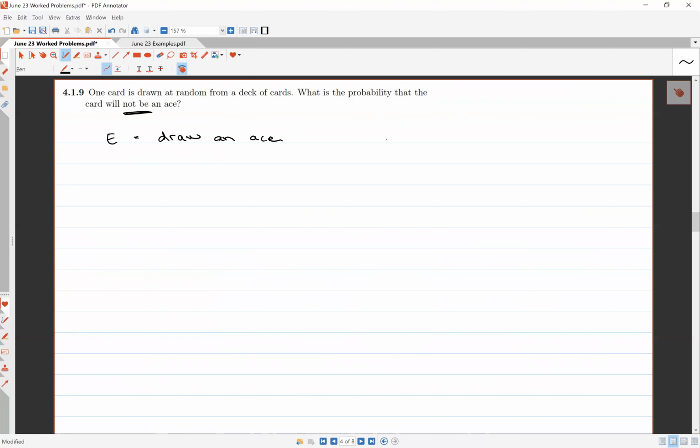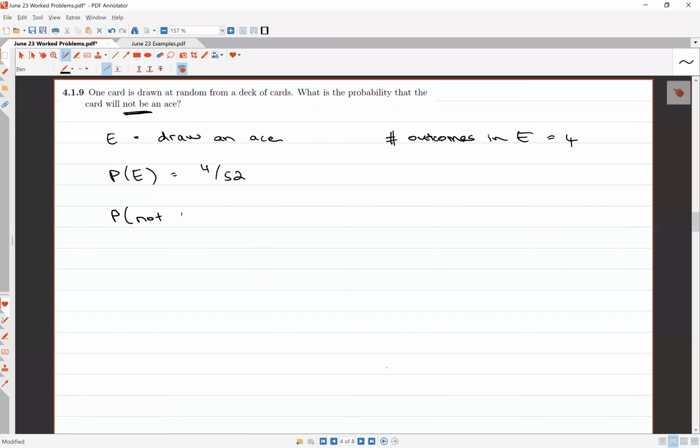And how many aces are there in a deck? There are 4. So this would be 4 over 52. Again, we can certainly go and simplify that to a decimal, but let's just leave it as is.